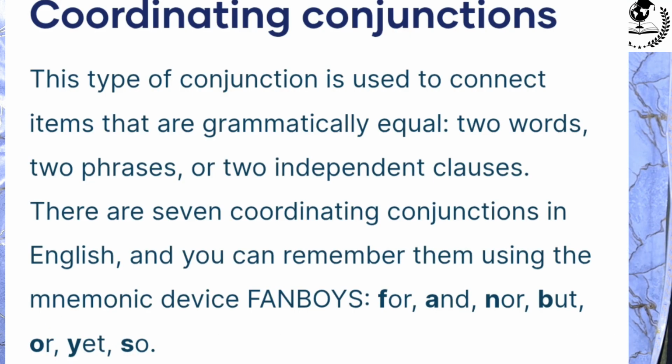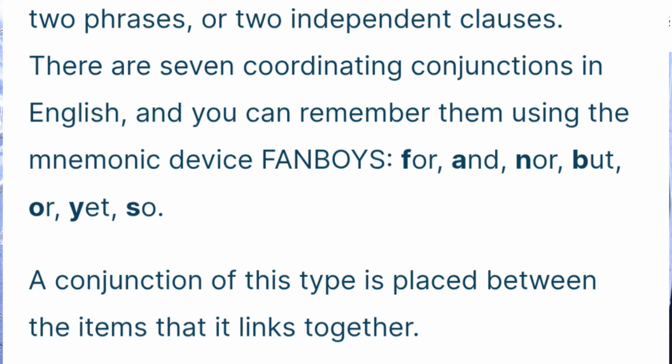This type of conjunction is used to connect items that are grammatically equal: two words, two phrases, or two independent clauses. There are 7 coordinating conjunctions in English, and you can remember them using the mnemonic device FANBOYS. Dear students, is this the first time you've heard of the word FANBOYS? FANBOYS stands for for, and, nor, but, or, yet, so.